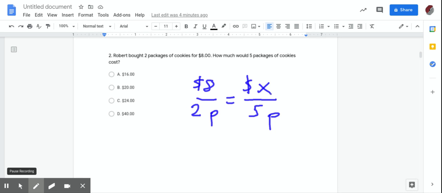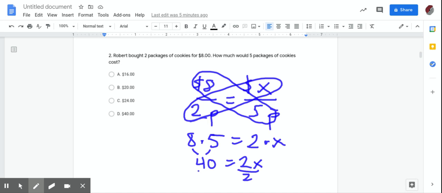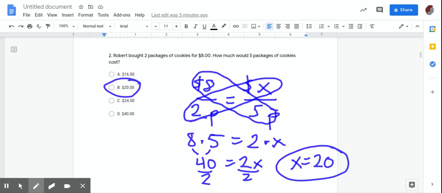So then I'm going to multiply my diagonals, just like we did in question number 1. I'm going to go 8 times 5 and set that equal to 2 times x. And I'm going to multiply 8 times 5 is 40 equals 2x. I'm going to divide both sides by 2, and I get x equals 20. So my answer for this problem would be B.